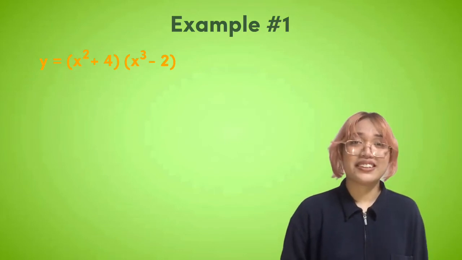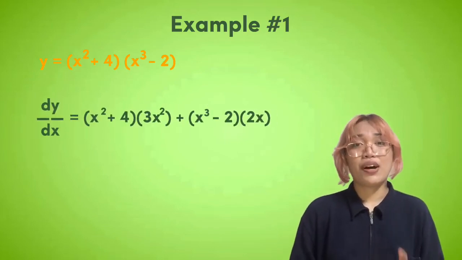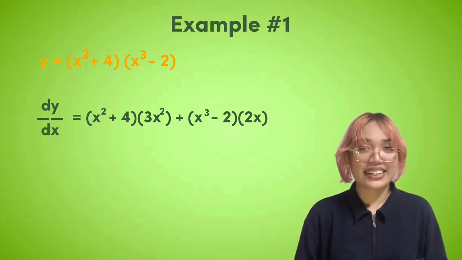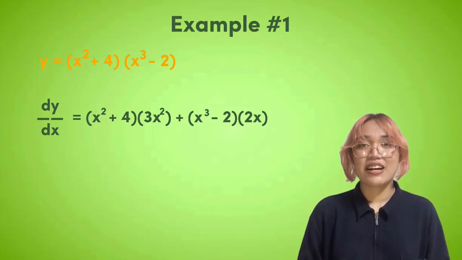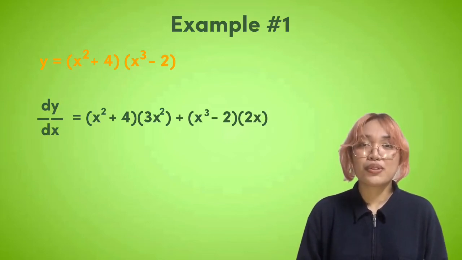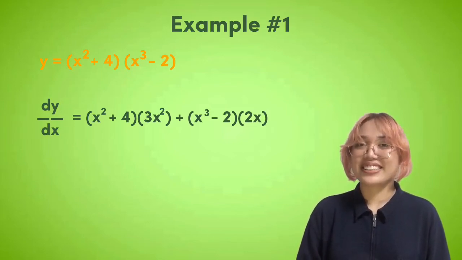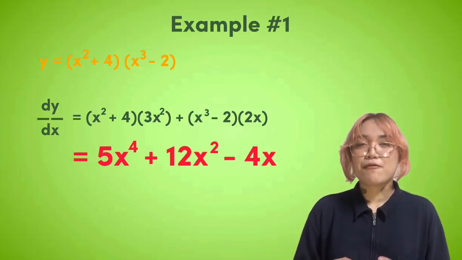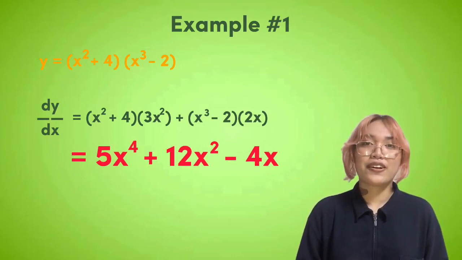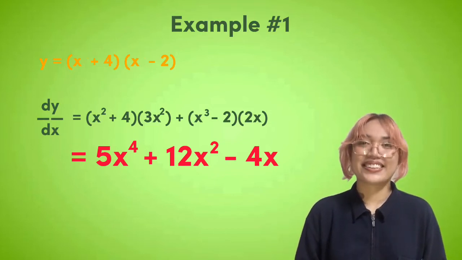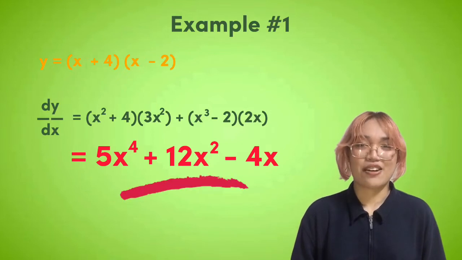Following the formula, we now have the quantity of x squared plus 4 times 3x squared plus the quantity of x cubed minus 2 times 2x. Simplifying it, we now have 5x raised to 4 plus 12x squared minus 4x. That is our final answer.